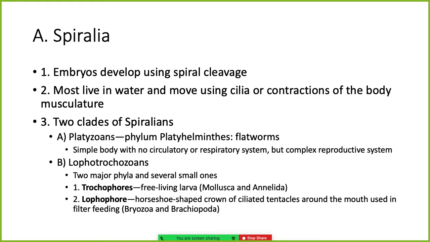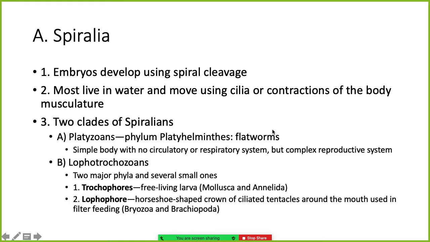So the protostomes can be broken down into Spiralia or Ecdysozoans. And remember, Spiralia is the spiral cleavage during the early stages of the embryonic development. Most of these organisms live in the water. They'll have cilia or use body contractions to move. But the Spiralians can be subdivided even further to the Platyzoans and the Lophotrochozoans.